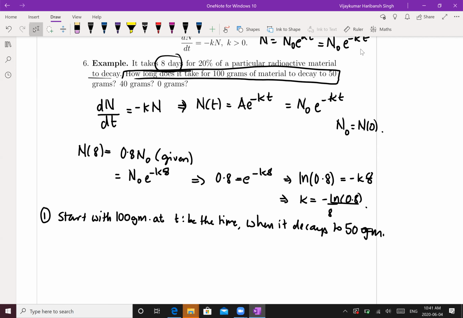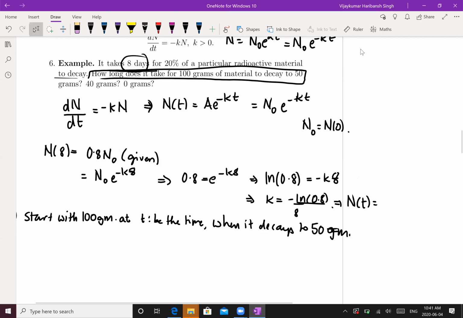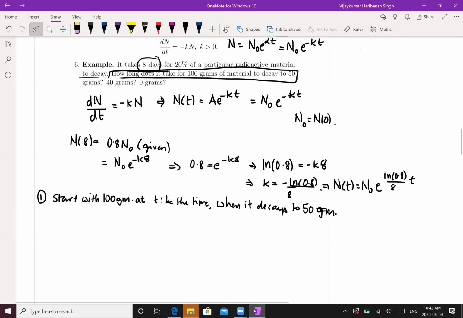So now note that N of t could be written as N0 e to the power minus of minus, so it becomes plus ln of 0.8 divided by 8 times t. So now we start with 100 grams and we are looking for t, the time when it decays to 50 gram, and we need to find out what this t is. So let's try to find that out.